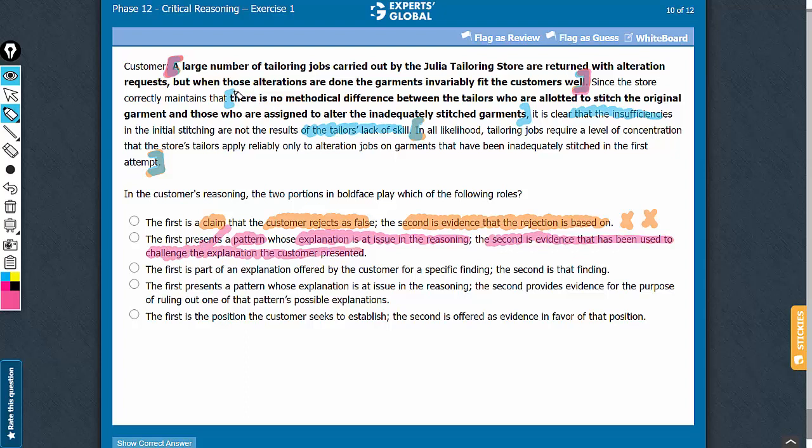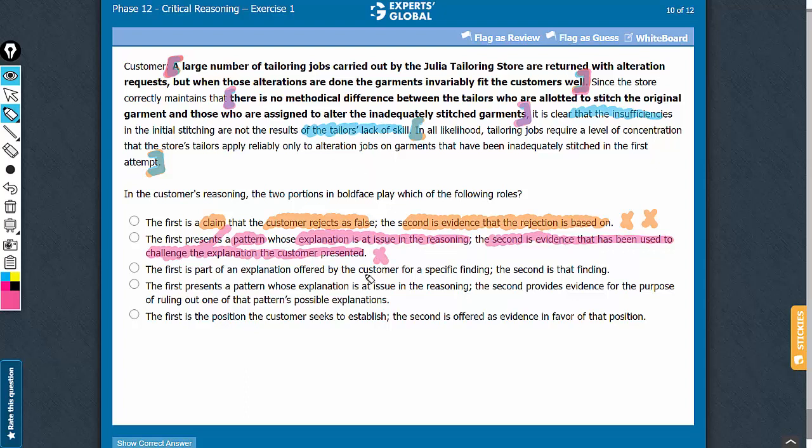See, the second boldface is also something that has come from the customer's analysis only. So it's not that the customer's explanation is being challenged by the second boldface. The second boldface is also a part of the customer's explanation only. So answer choice B should also be eliminated.